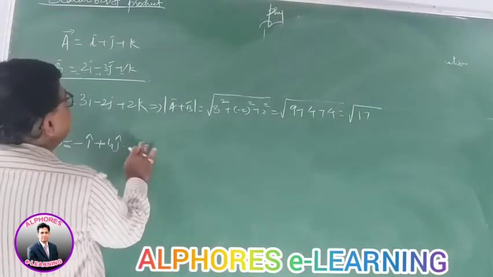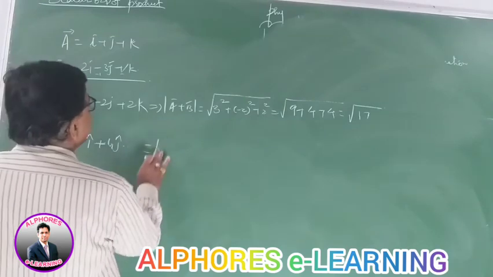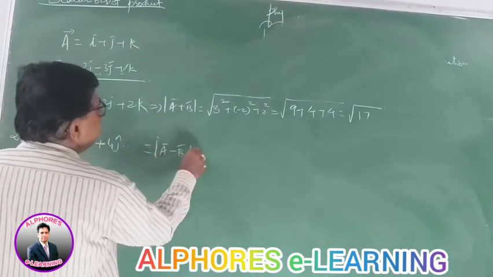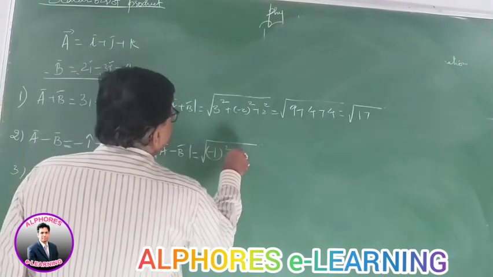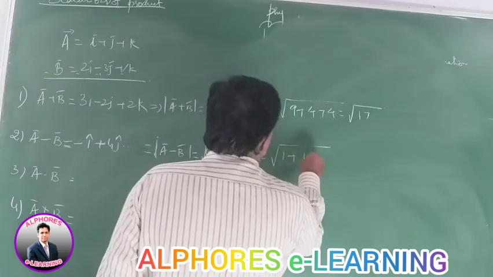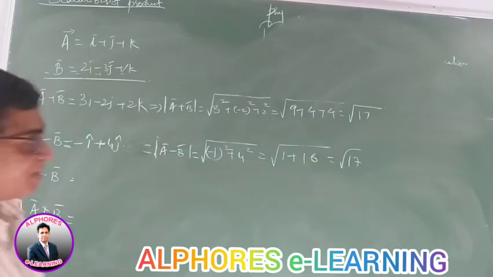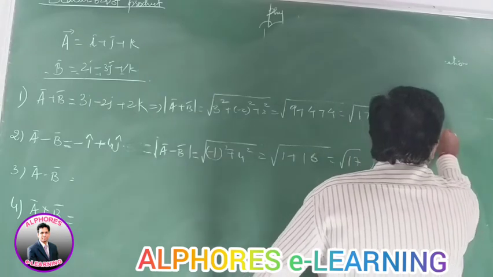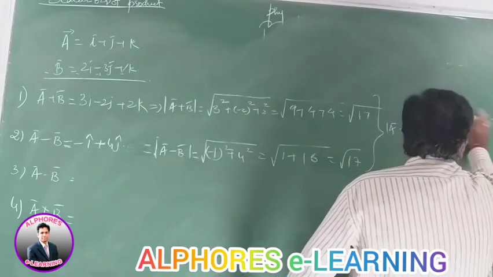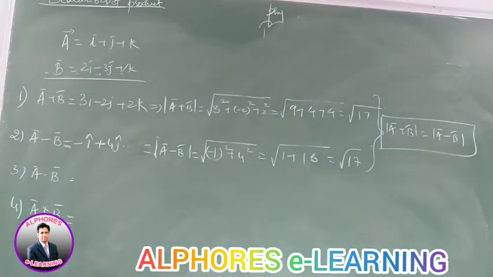So if I take the magnitude of a minus b, it is the square root of 1 minus 1 squared plus 4 squared. It's the square root of 1 plus 16, which is root 17 again. So fortunately, mod a plus b and mod a minus b are both equal. The addition resultant and the subtraction resultant have the same magnitude. Very good. Now coming to a dot b, let's find the dot product of two vectors.